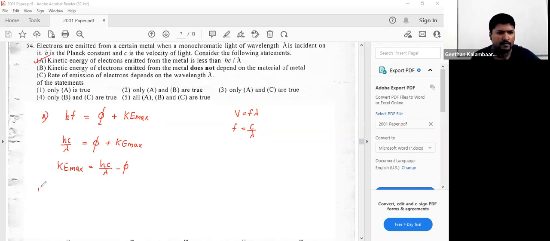So for part B, the explanation is, why, because phi, the work function, changes with the material, right? It changes. So since it changes, Ke max also changes. So that is the explanation for part B.